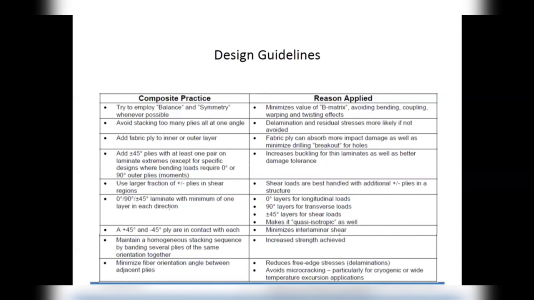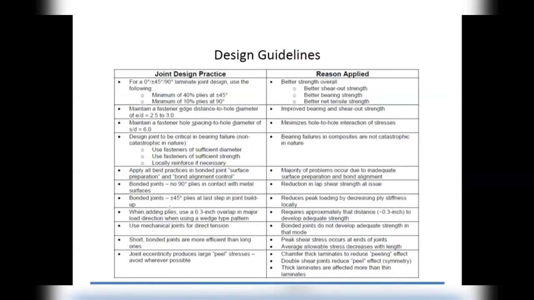Plus minus 45 plies in contact with each other can minimize interlaminar stress. Maintaining a homogeneous stacking sequence by blending several plies of the same orientation together can increase strength. And then minimizing the fiber orientation angle between adjacent plies will reduce the free edge effects. You can also avoid the microcracking issues, particularly for high thermal applications.